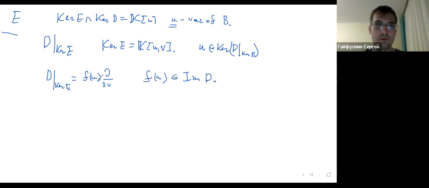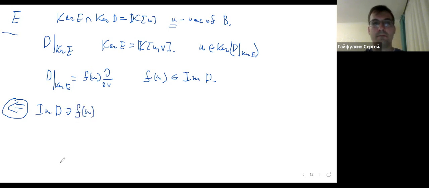And f of U is a polynomial in one variable, which is a variable of B. And this proves our assertion in one direction. From the other side, now we say that the image of D contains a polynomial in one variable, and we should construct this commuting locally nilpotent derivation.